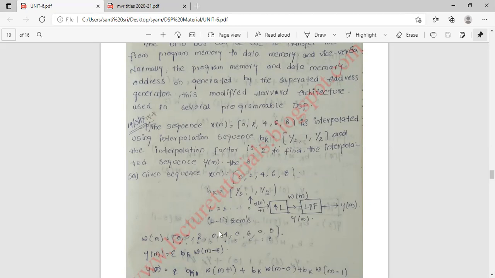See here, between 0 and 2, 0 is introduced. Between 2 and 4, 0 is introduced. Between 4 and 6, 0 is introduced. Between 6 and 8, again 0 is introduced. That depends upon L minus 1. L is 2 here, so 2 minus 1 is 1. So one 0 is introduced between these two numbers.